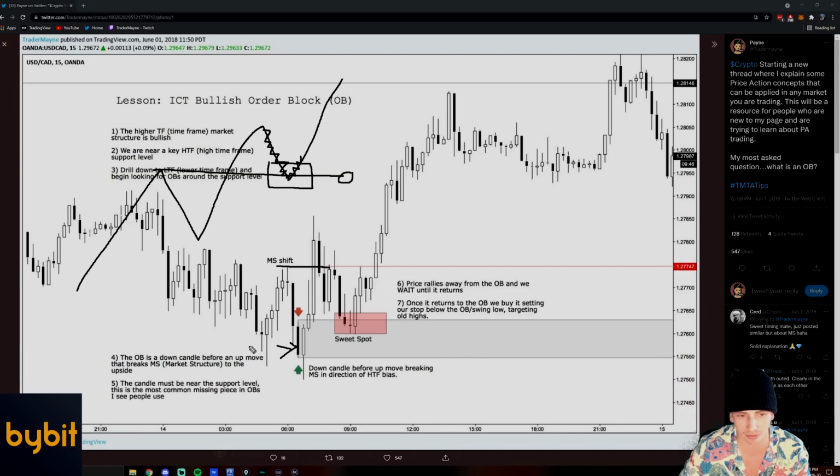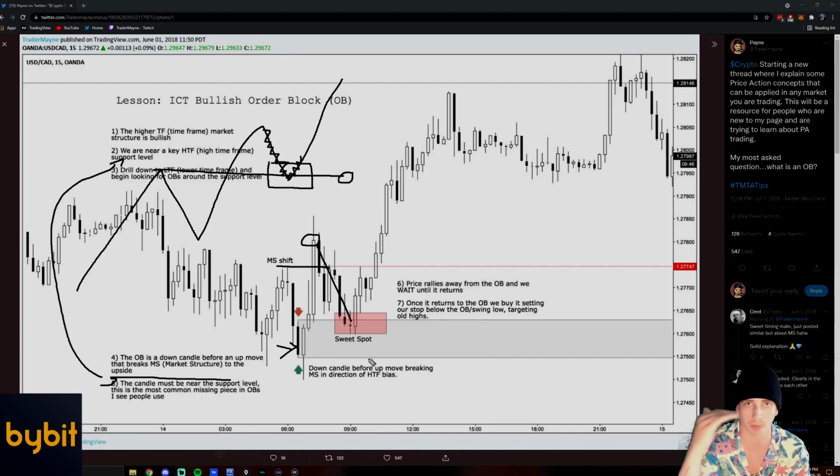So once you have that identified, there's your order block. It shifts market structure. Now you're looking to buy a pullback into the order block. Rule number 4, down candle before the up move that shifts market structure. Rule number 5 kind of relates to rule number 2. We're near a key SR level. Again, something that people often miss. Wait for price to rally away, and we don't just enter here. We wait for the retracement.